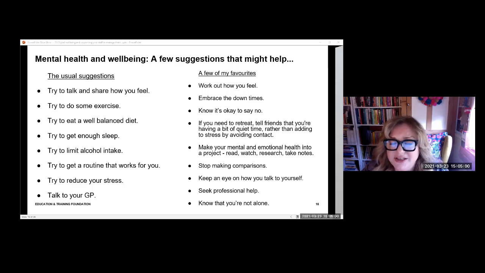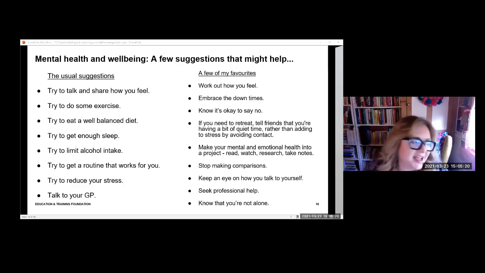Keeping an eye on how you talk to yourself. I think that's something that I know I can forget about. And I would talk to myself sometimes. My inner critic would be far worse than I would ever talk to anybody else, or ever think about anybody else. So it's worth just keeping a bit of an eye on how you talk to yourself.